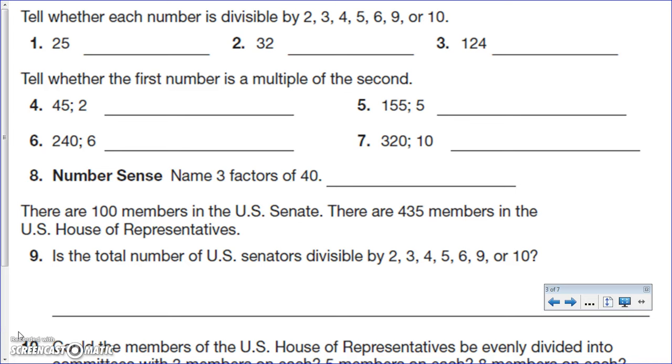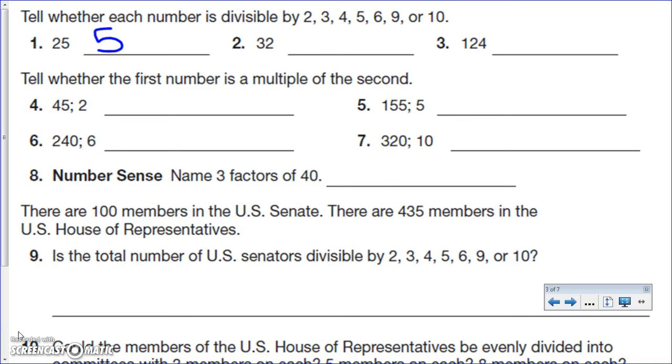Then for 5, we know it ends in a 5, so we know it's going to be divisible by 5. Next, we check 6. It's already failed the 2 and the 3 test, so we know it's not divisible by 6. We look at 9. We already know the digits add up to 7, which is not divisible by 9. And we know we can't divide it by 10 because it doesn't end in a 0.